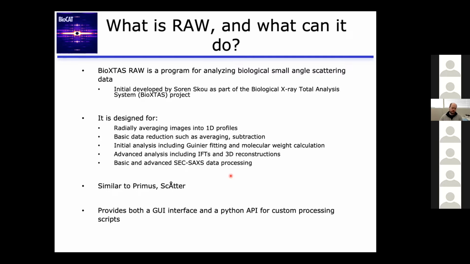If you haven't used RAW, but you've otherwise analyzed SAXS data, you've probably used either Primus or Scatter. It's very similar to those in functionality. RAW itself was originally designed to provide a GUI interface for all of this, and so that's where we focused most of our efforts. But in the last year or so, we've also released a Python API, which allows you to create custom processing scripts using all of the RAW functionality. So that's something I'll mention a little bit later, but it is an exciting new development for us.